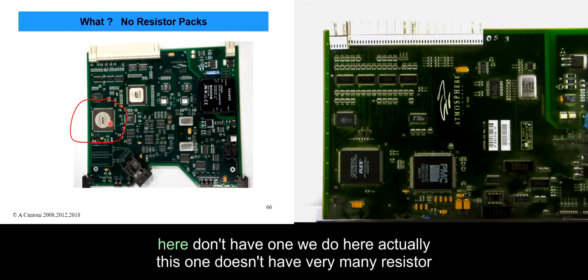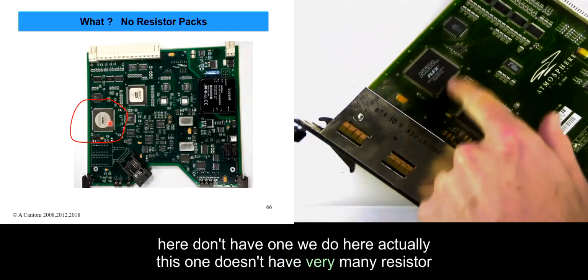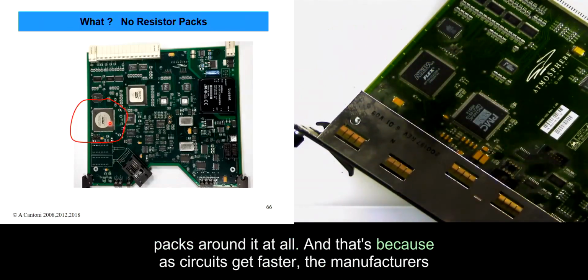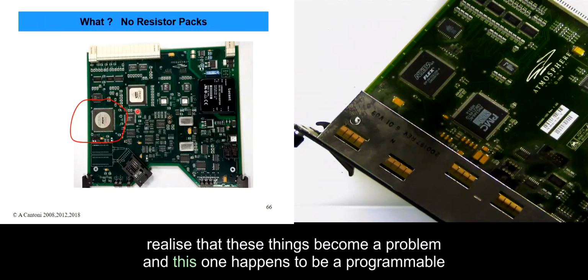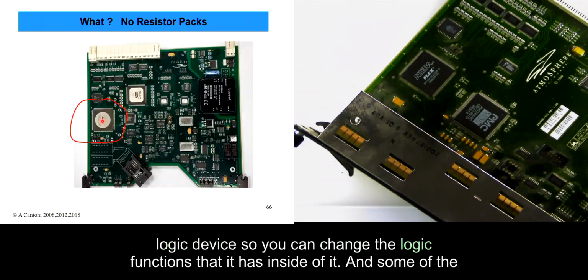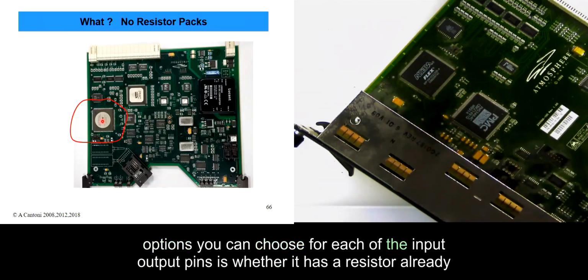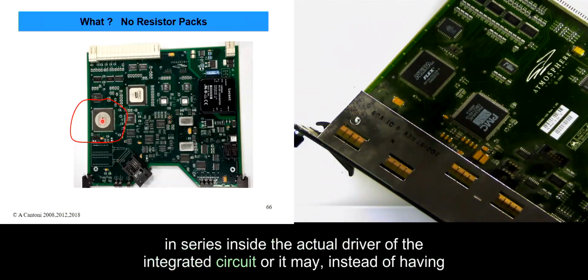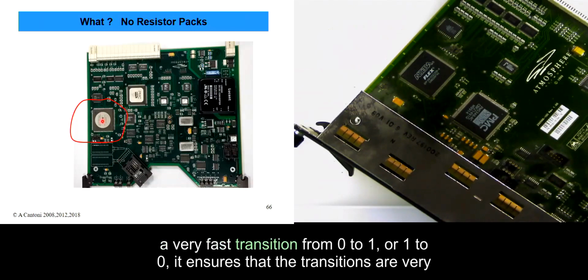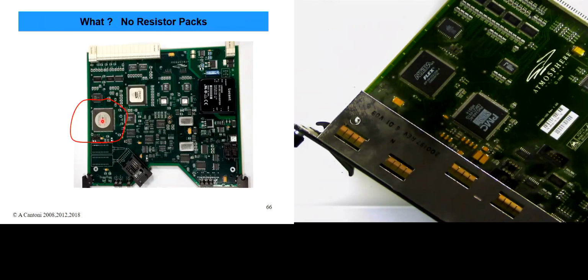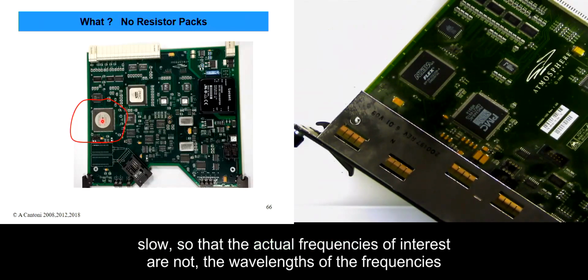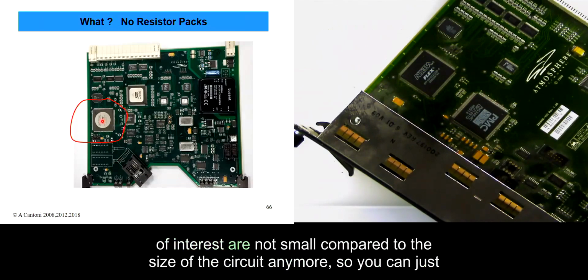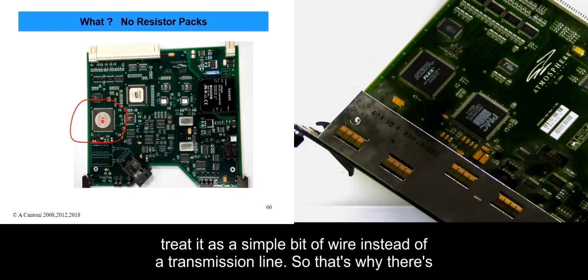Some of the chips here, this one here, don't have many resistor packs around them at all. That's because as circuits get faster, the manufacturers realize that these things become a problem. This one happens to be a programmable logic device, so you can change the logic functions that it has inside, and one of the options you can choose for each of the input-output pins is whether it has a resistor already in series inside the actual driver of the integrated circuit. Instead of having a very fast transition from 0 to 1 or 1 to 0, it ensures that the transitions are very slow, so that the wavelengths of the frequencies of interest are not small compared to the size of the circuit anymore. You can then treat it as a simple bit of wire instead of a transmission line, which is why there's less around this one.